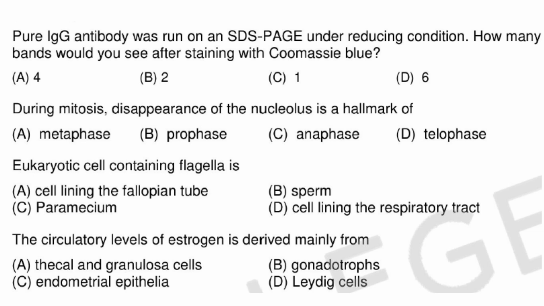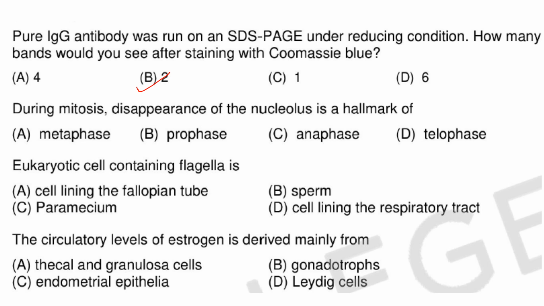So under reducing condition means you use beta mercaptoethanol or dithiothreitol to break the disulfide bonds present between the light and the heavy chains of the IgG molecule. So you will get two bands after breaking the disulfide bonds, that is heavy chain at 50 kDa and light chain around 25 kDa. So the answer here is option B, 2.